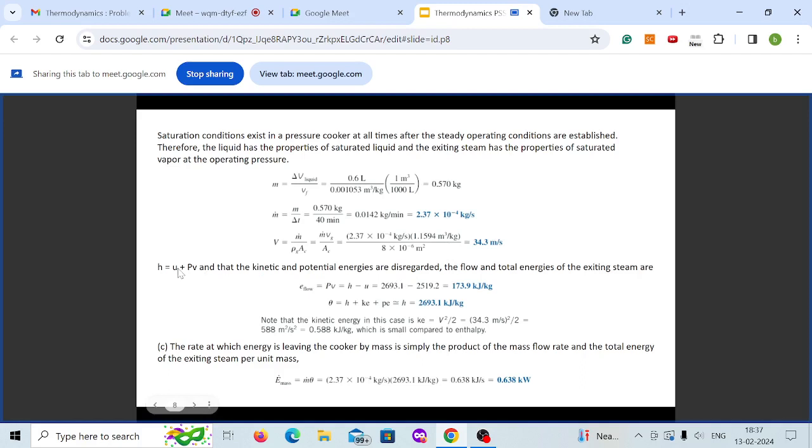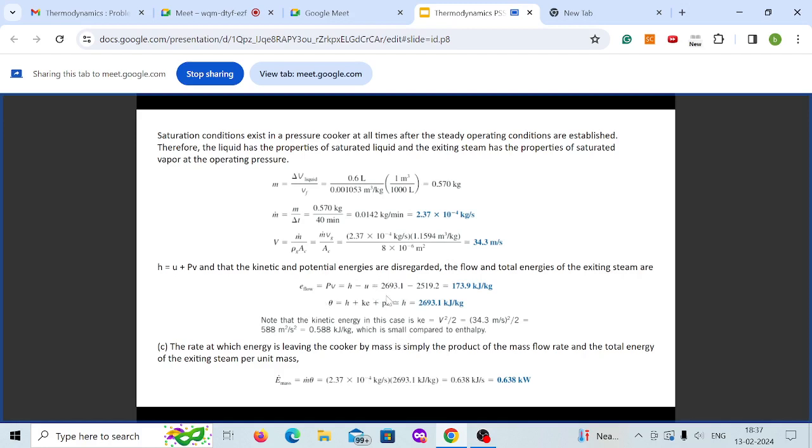So you know enthalpy is U plus PV, assuming that your kinetic and potential energies are negligible. So the flow energy is nothing but, enthalpy contains two parts, your internal energy and the flow work. So you need to just find out flow work. That is PV, that is the flow energy. So you can find it by H minus U, enthalpy minus internal energy.